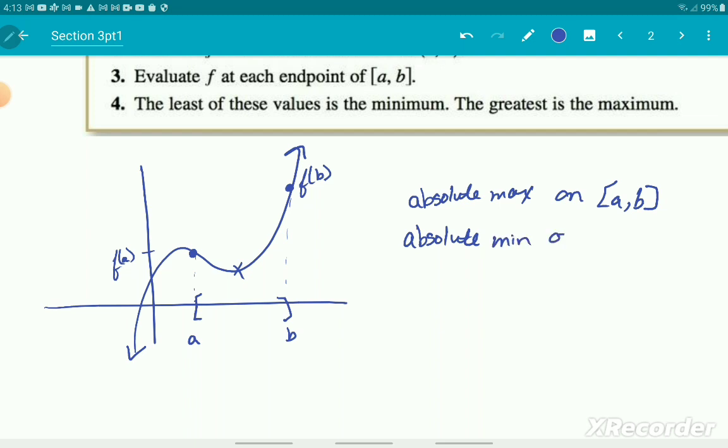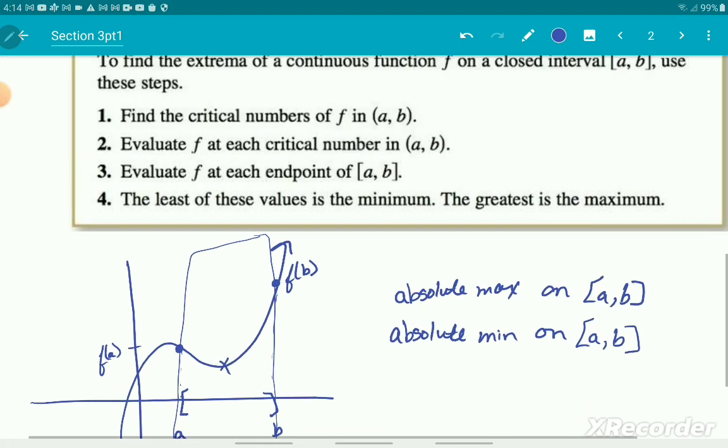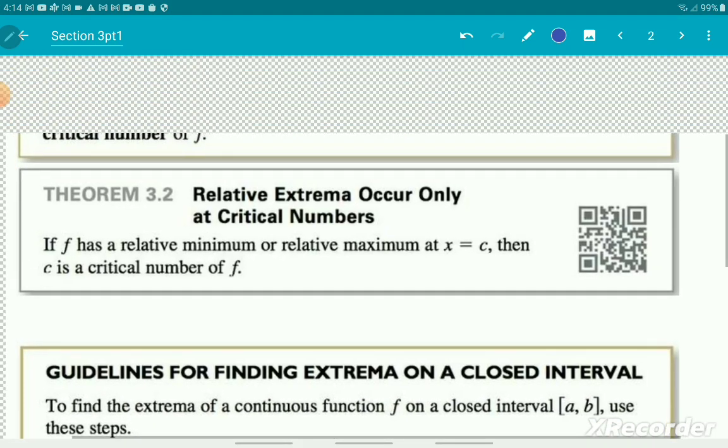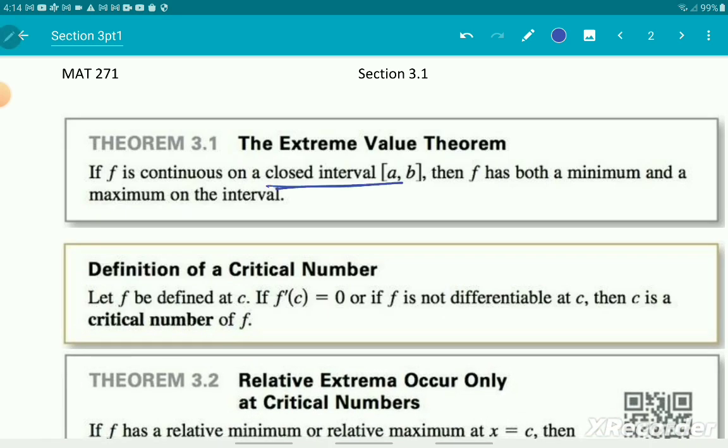And that's an absolute minimum on that closed interval from A to B. So essentially what the extreme value theorem says is that if you have a closed interval, you're guaranteed a minimum and maximum. You're actually guaranteed an absolute minimum and an absolute maximum, all because you're looking at a very small piece of that graph. But that's only guaranteed if we're talking about a closed interval there. So it's important to note that. That's got to be closed.